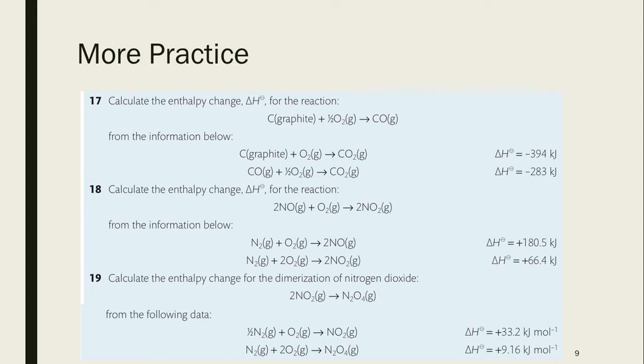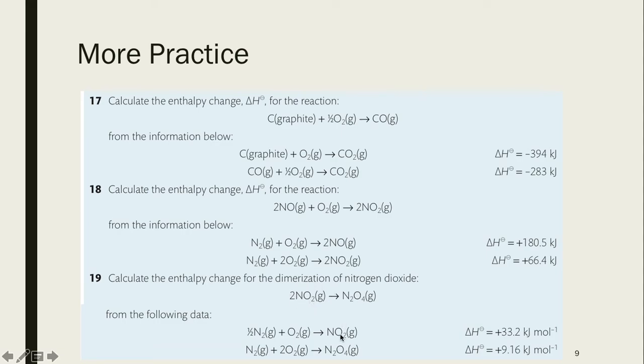Here we go for number 19. Consider which reactants and products you have. I see I have N2O4 in a product, and here it is in a product down below in the second equation, so that's good. I shouldn't have to manipulate that. Here I have an NO2 on the right-hand side in the products, but I need it to be on the left-hand side.